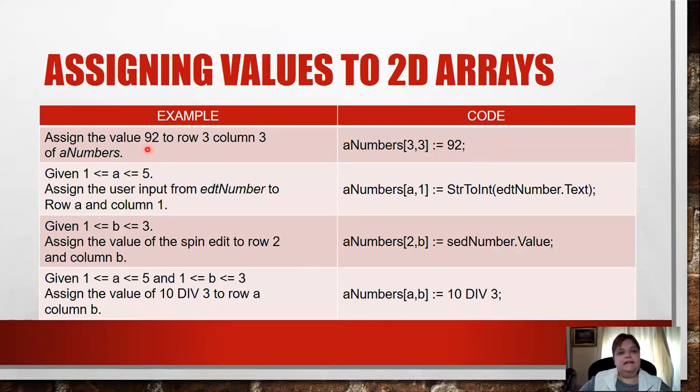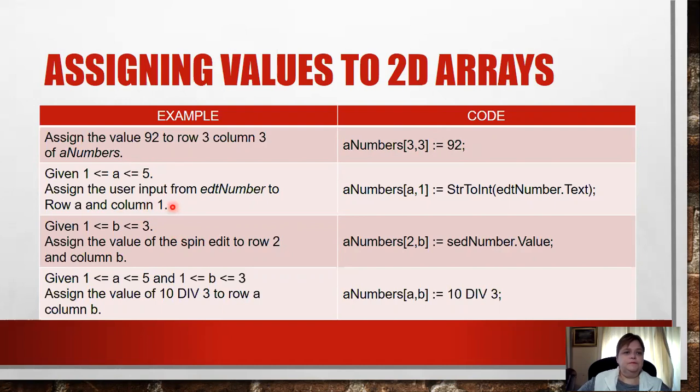So assign the value 92 to row 3, column 3 of A numbers. So very easily to write that would be on the right side, I would have the value that I want to assign. And then this is going to be the position, A numbers, row 3, column 3.